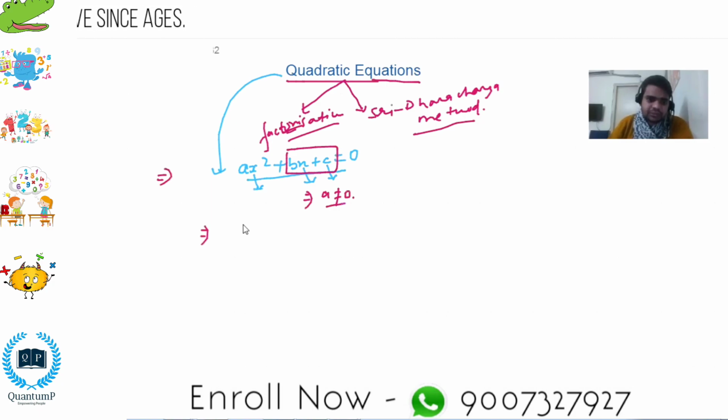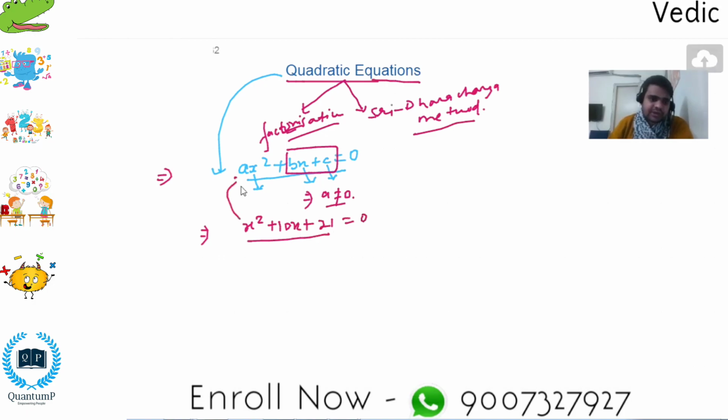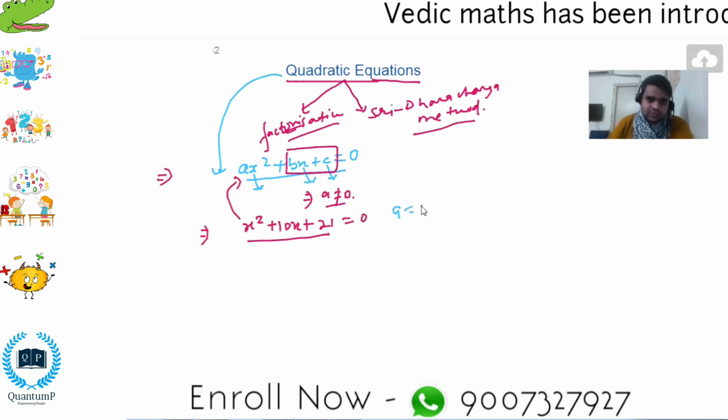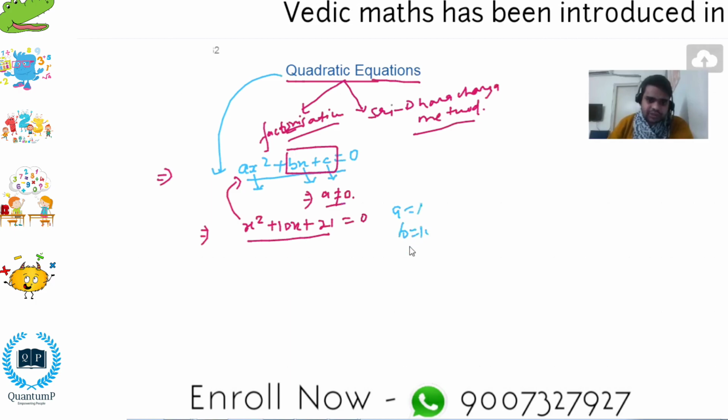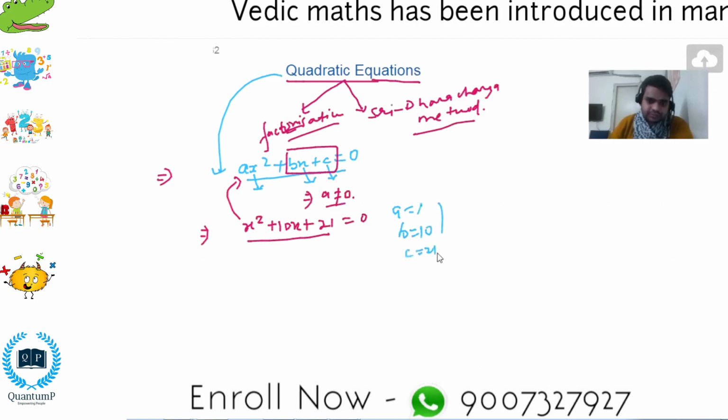Before solving a sum, let's write one equation first. Suppose we are taking x square plus 10x plus 21 is equal to 0. If you compare this equation with the general quadratic, you will find a equals 1, b is equal to 10, and c is equal to 21.